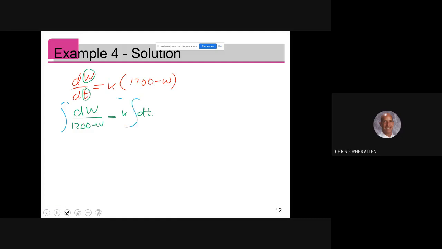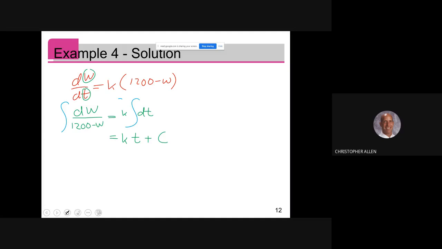In fact, let me just put my integral symbol there between the K and the dt. Now the right-hand side, that integral is very easy, right? What is the integral of just dt? Well, it's just going to be t. So this is going to be kt plus c. This sounds familiar. Done this way too many times, that's okay though.